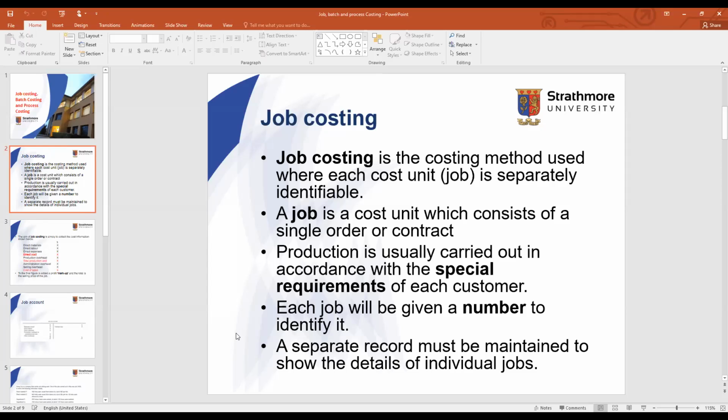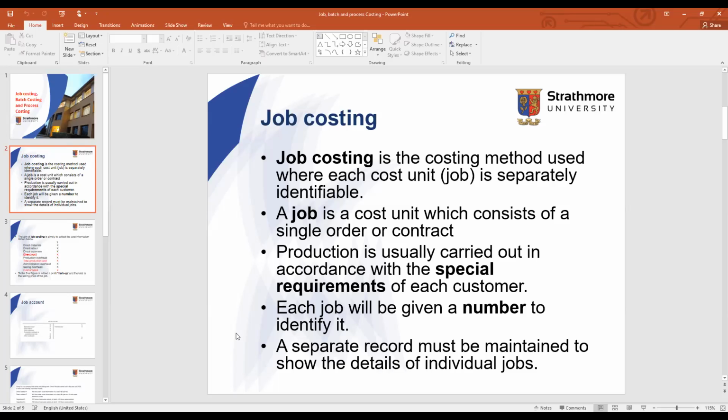So each job will be given a number to identify it, for the ease of recording. Because you as a company may not be doing just one job, there may be more than two, more than five jobs you're doing. In construction, you might not have only one construction at a time. So if you have many jobs, you need a special number to identify each job: job one, job two, job three. That way, if the material goes to job one, you can recognize that this material was for job one, not job two, not job three.